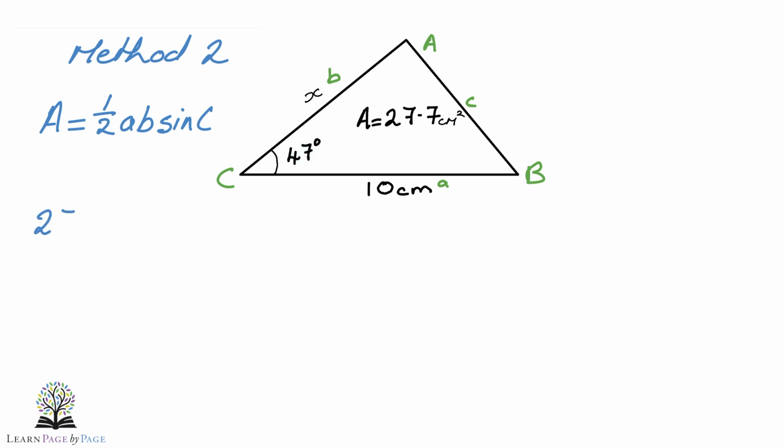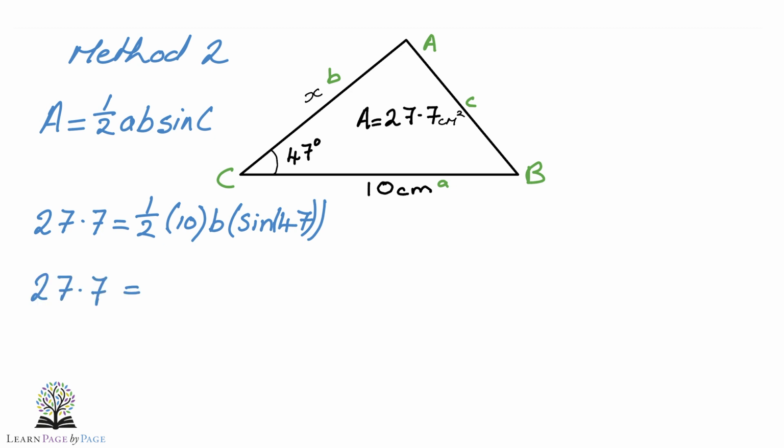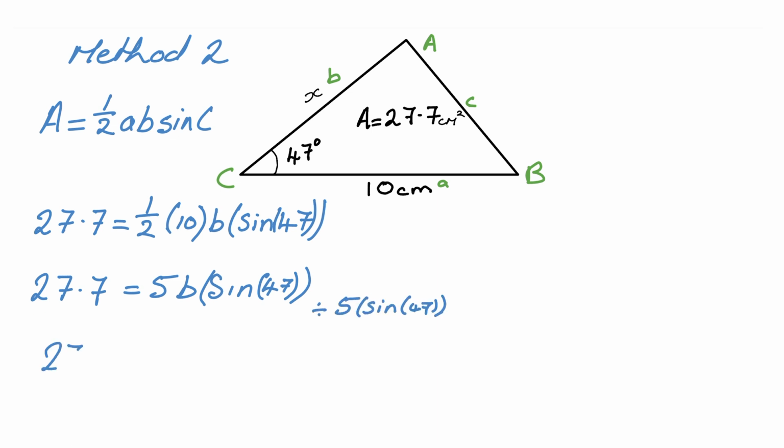Let's put the numbers in. 27.7 for the area equals a half multiplied by a, which is 10, multiplied by b multiplied by sine 47 degrees. We can go ahead and evaluate some of this. 27.7 equals half of 10 is 5, b sine 47, and then let's divide by 5 sine 47. Make a note here of what we're doing. We have 27.7 all over 5 times. Now I don't tend to write the multiplication sign, I just use a bracket.